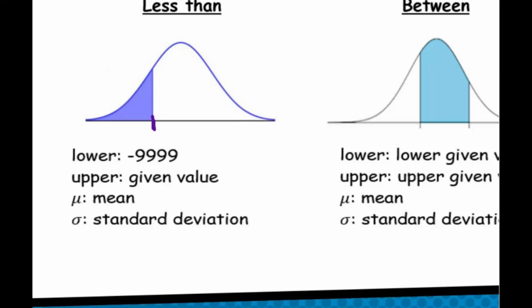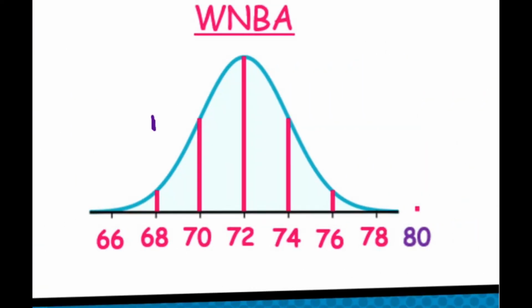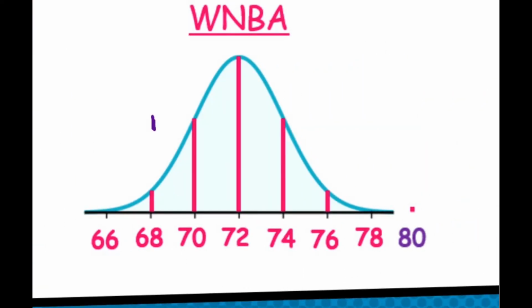The little u looking symbol means mu, so you guys know what mewing is. And then that sigma, you also know what sigma is for standard deviation. We're looking for those symbols to plug in, and then if we have something greater than, the lowest value is going to be the data value we're given, and then that goes to positive infinity, or we would write 99999. So let's look at an example real quick.